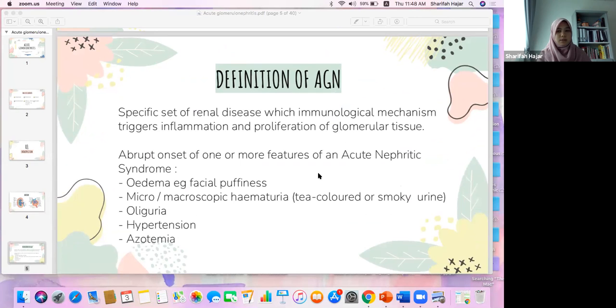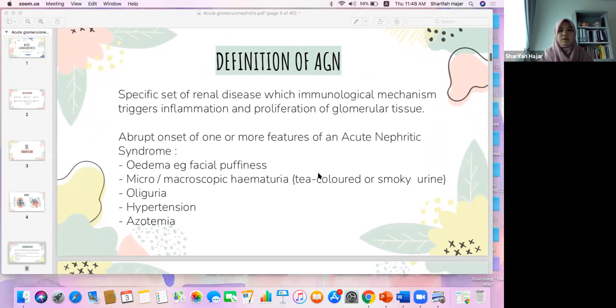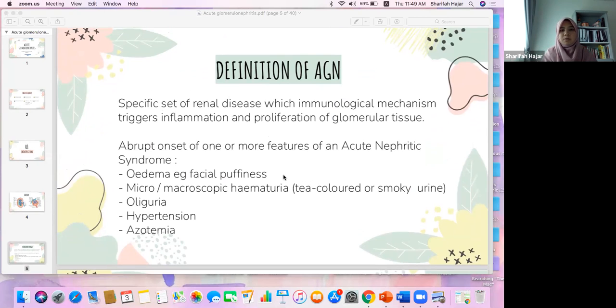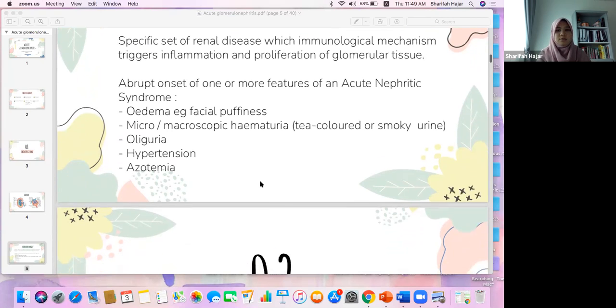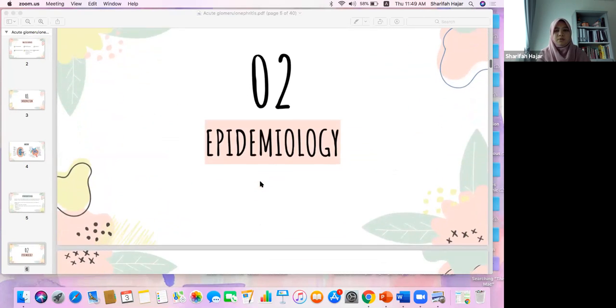For the definition, acute glomerular nephritis is a specific set of renal diseases in which an immunological mechanism triggers inflammation and proliferation of glomerular tissue. It can also be defined as abrupt onset of one or more features of an acute nephritic syndrome: edema, like facial puffiness, micro or macroscopic hematuria, macroscopic meaning we can see it with our naked eye, tea-colored or smoky urine, oliguria, low urine output, hypertension, and also azotemia. Azotemia is when the kidney has been damaged or injured, so we can check it by blood urea nitrogen and creatinine levels, which will increase. Okay, we go to the epidemiology.